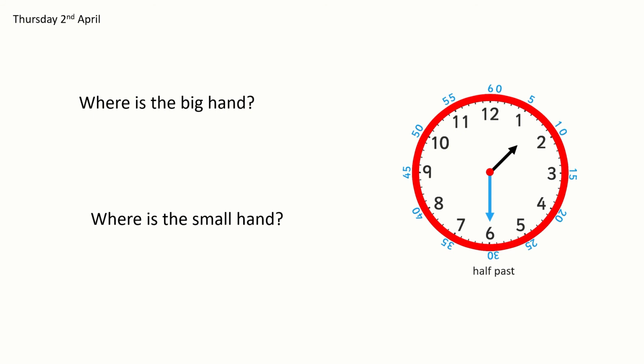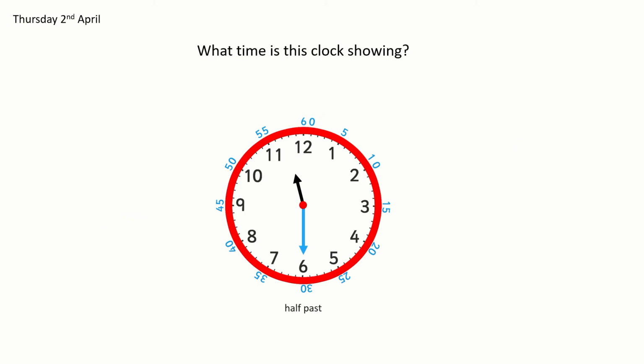It's not quite 2 o'clock yet, is it? Not made it to 2 o'clock yet. Let's draw that on there. Not made it to 2 o'clock yet, but it's gone past the 1 and it's gone to half. It's gone halfway through. It's half past 1.